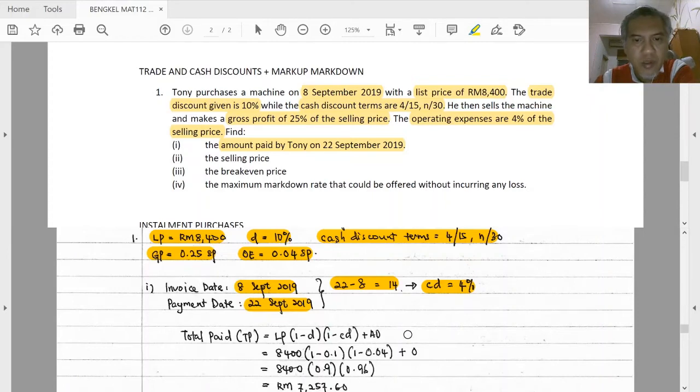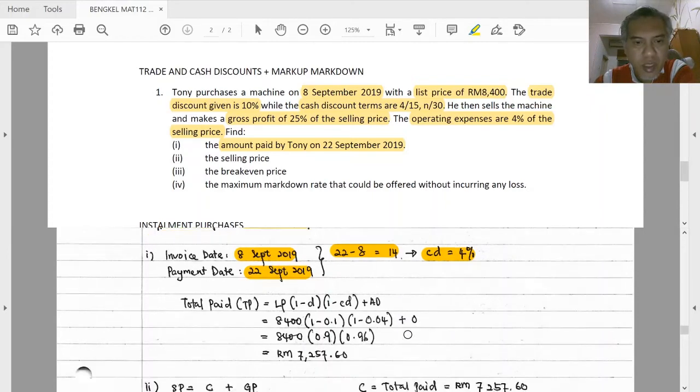on top of the 10% trade discount he automatically received. So with this, you can find the total amount paid by Tony, given by the formula LP(1 minus D)(1 minus CD). So LP is the list price, D is the trade discount, CD is the cash discount entitled, and then plus AD if there exist any additional charges.